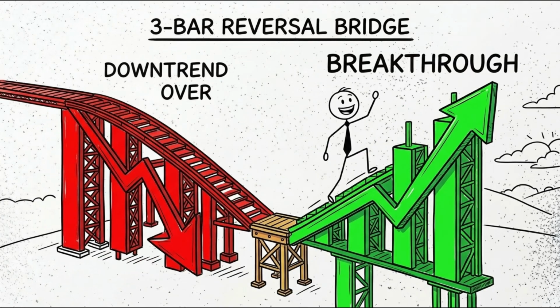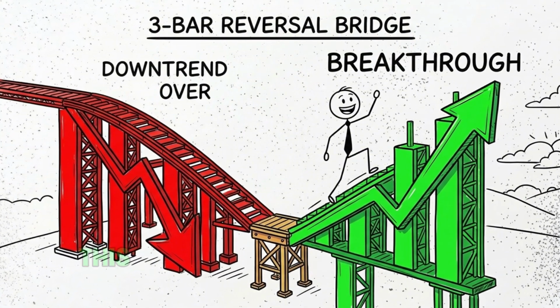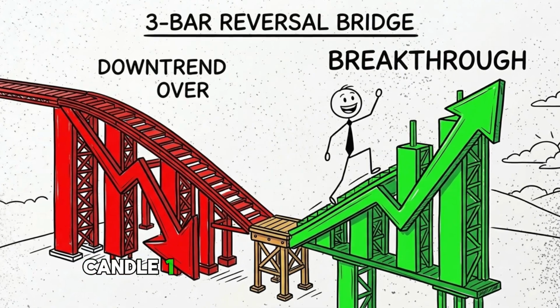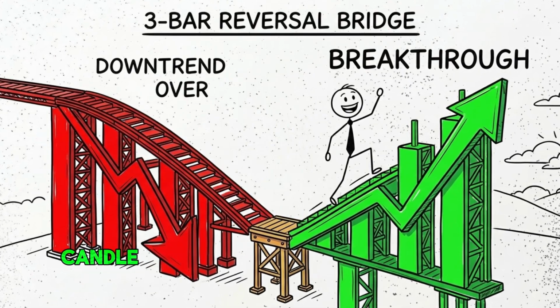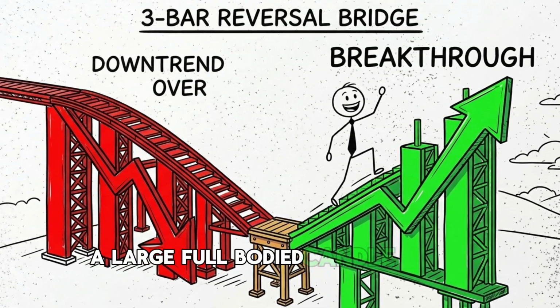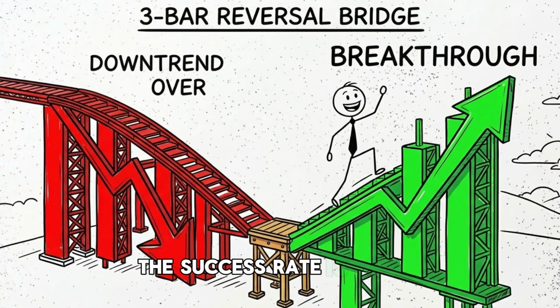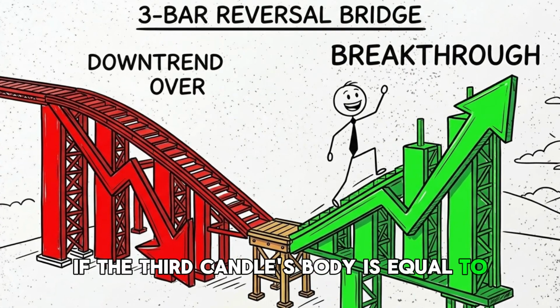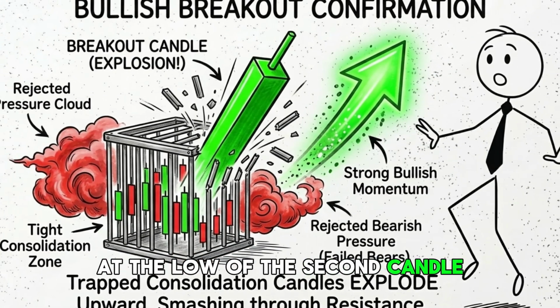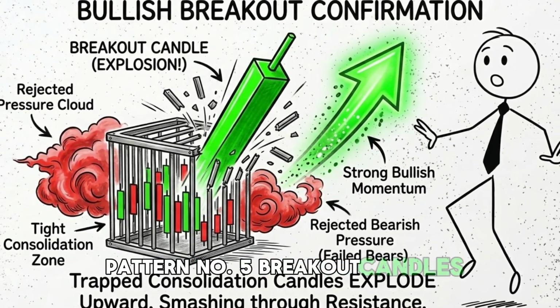Pattern number 4, 3-bar reversal. This pattern is also a 3-candle sequence, but it signals a change in direction. Candle 1, a large full-bodied candle. Candle 2, a smaller candle of the same color. Candle 3, a large full-bodied candle of the opposite color. The success rate is higher if the third candle's body is equal to or larger than the first candle. If you see a bullish 3-bar reversal during a downtrend, it signals an upward move. You can enter at the close of the third candle and place your stop loss at the low of the second candle.